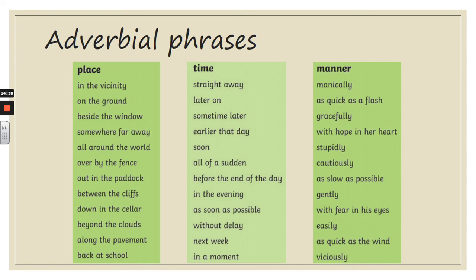And manner tells you how a person is doing something. So if someone was doing something carefully, so carefully they walked down the street, it gives you a little bit of an insight into how that person is doing something, so that it gives you an idea. So if they're walking cautiously, then you can imagine how they are acting and what they're having to do.